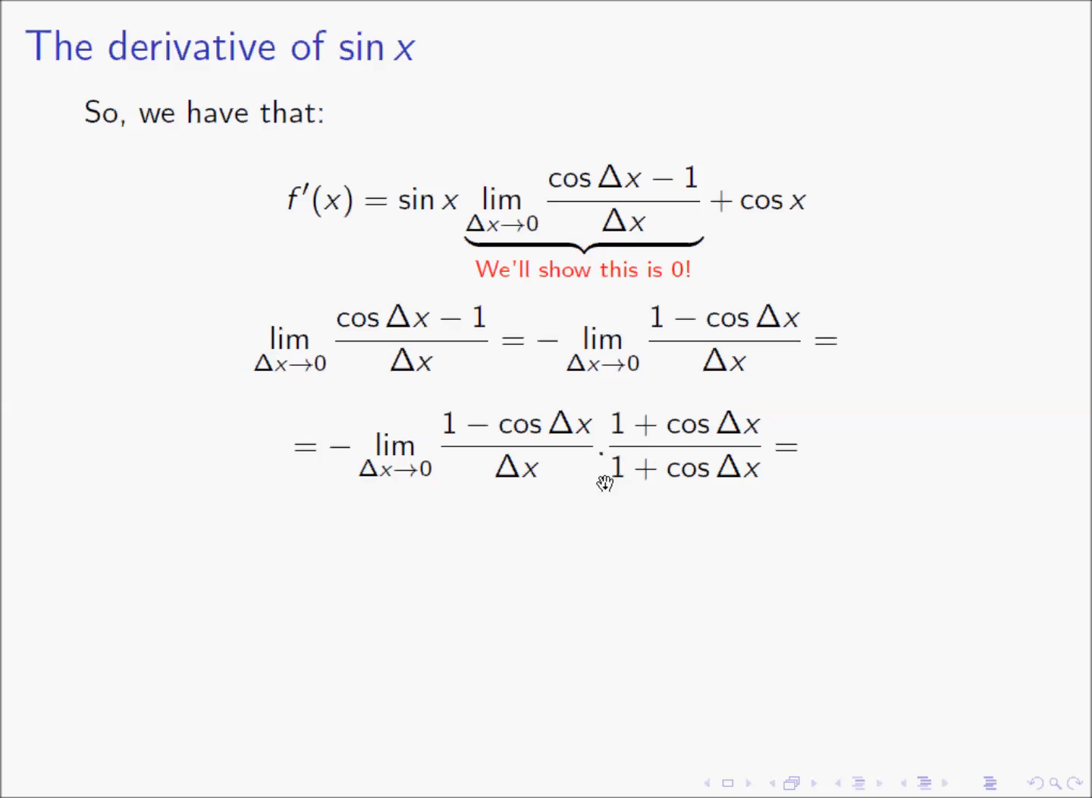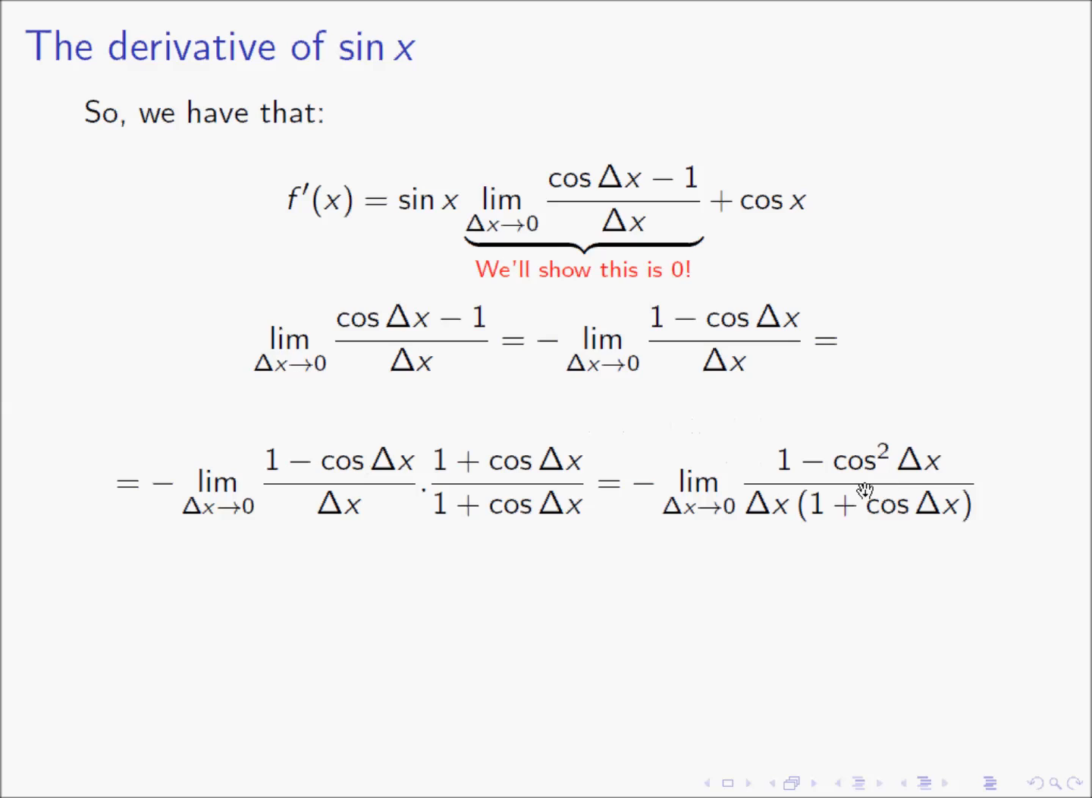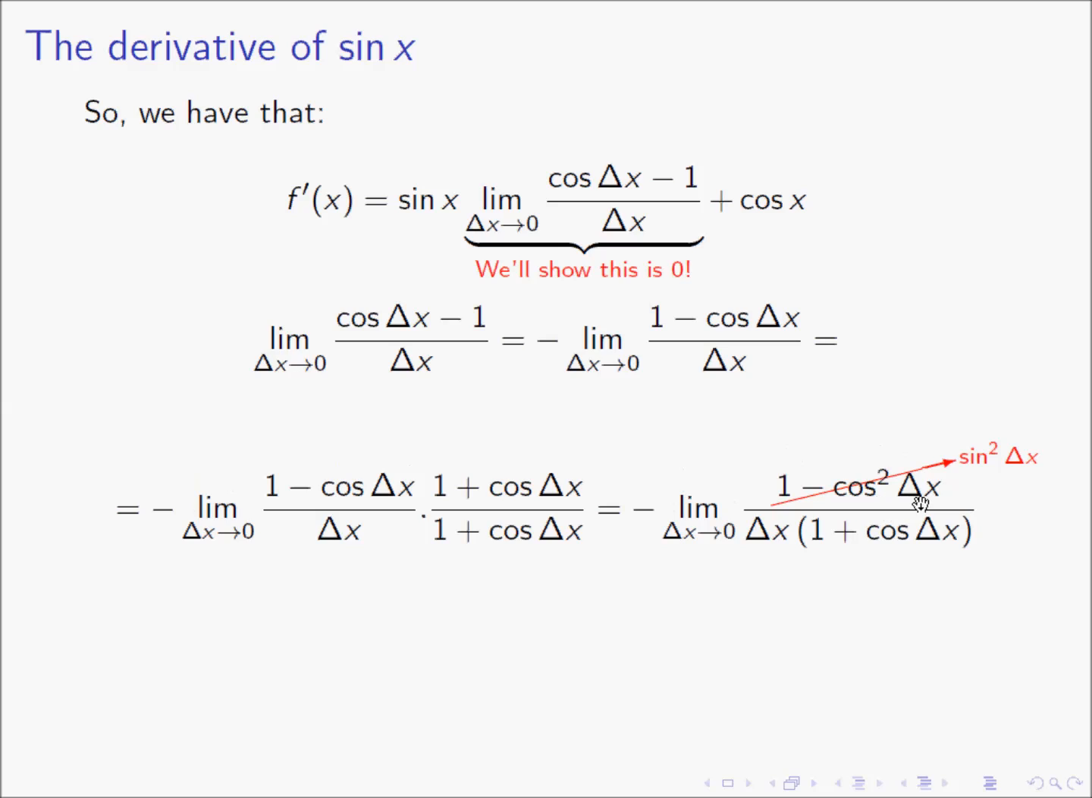We do this because if we multiply these two factors in the numerator, we get the difference of squares like this. Here we just multiply these two factors. We get this difference of squares, but using a trig identity, this becomes sine squared of delta x. So we replace that, and we can separate this limit into two limits. Because here we have sine squared of delta x, we can put one of the sine of delta x here and one of the sine of delta x over here.